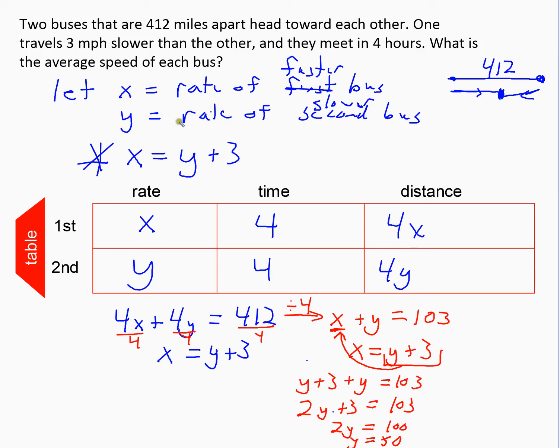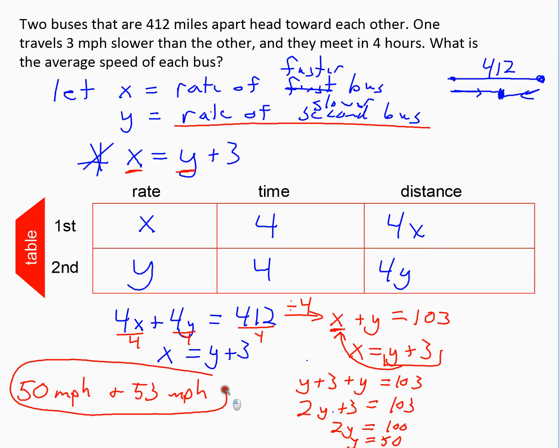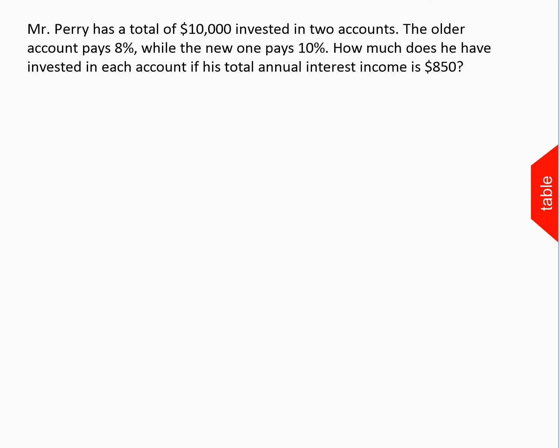If we come back up here, y equaling 50, that was our slower bus, so one bus is 50 miles per hour, and then to find the faster one, we simply take y and add 3 to it. So we have 50 miles per hour is one bus, and 53 miles per hour. And that is our answer, because we were trying to find the rate of each bus. So it's nice that we can just solve a system of equations there. Next one has to do with what we talked about, the interest.